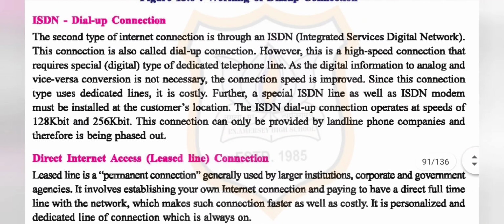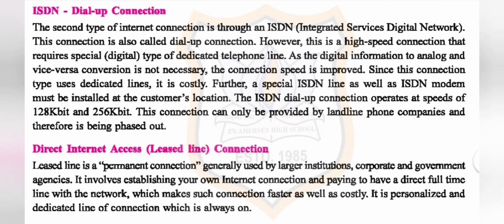ISDN dial-up connection. The second type of internet connections is through an ISDN. This connection is called dial-up connection. However, this is a high-speed connection that requires a special type of dedicated telephone line. As the digital information to analog and vice versa conversion is not necessary, the connection speed is improved. Since this connection type uses dedicated lines, it is costly.